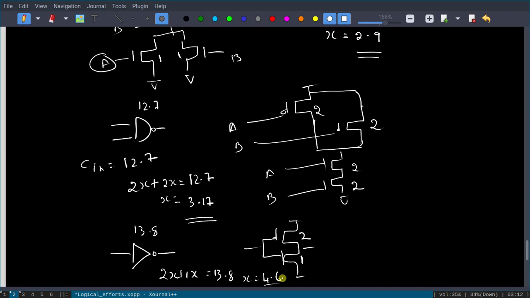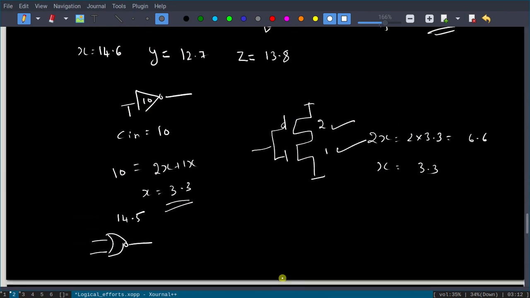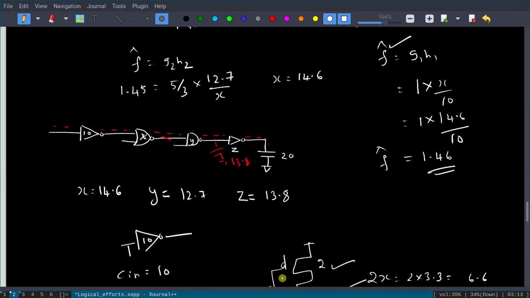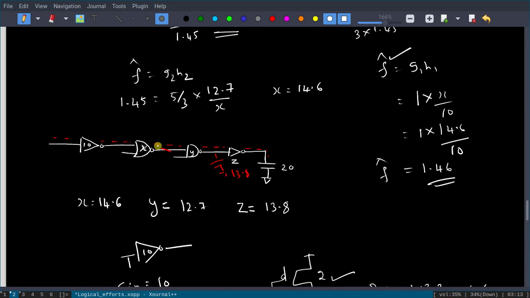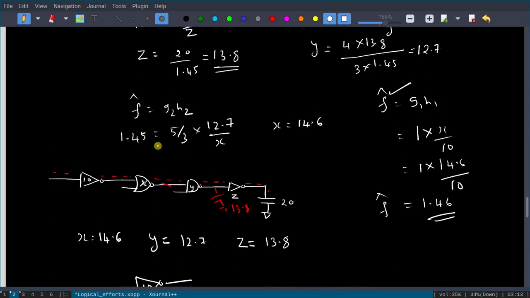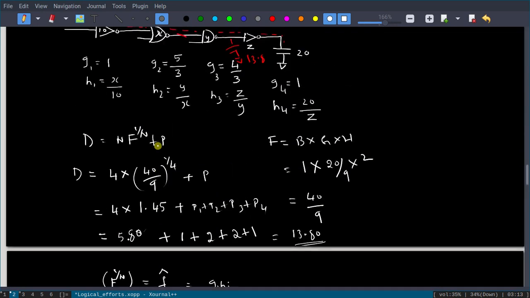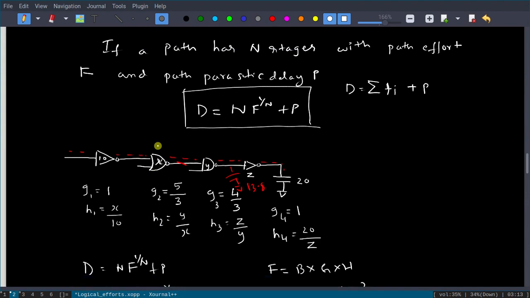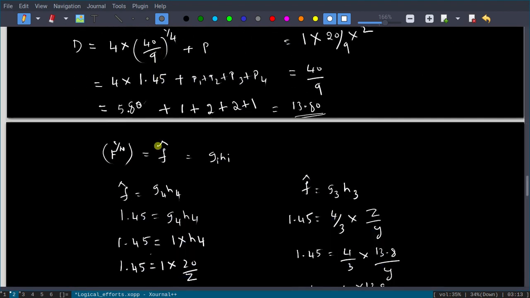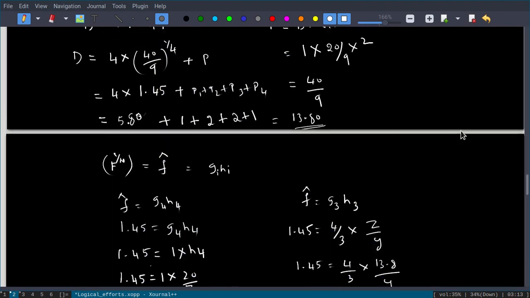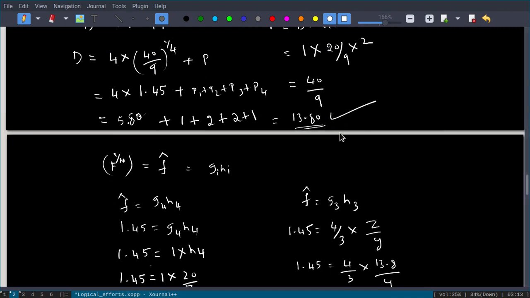So we know the transistor W by L ratio. Then we can design the above circuit, that means this circuit we can design with exact gate sizes so that its delay will be minimum, and delay is equal to, we have calculated the minimum delay already. So that is equal to, where is it, one minute, this is this one, the total delay is 13.80. Okay, thank you.